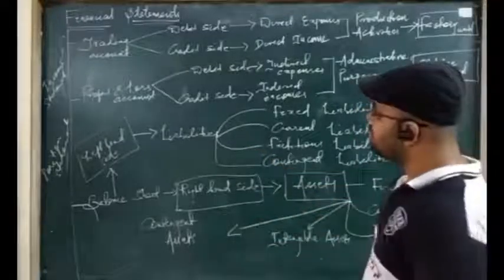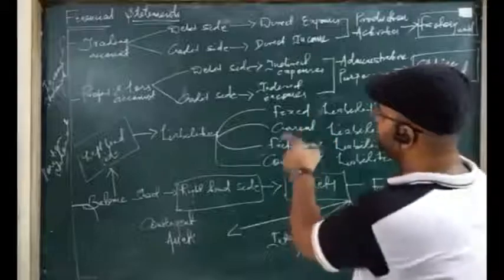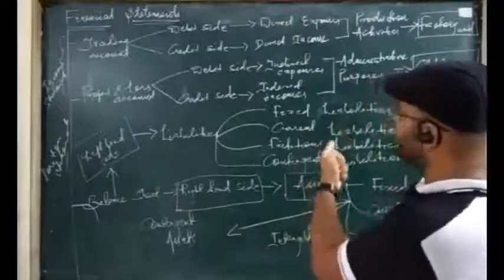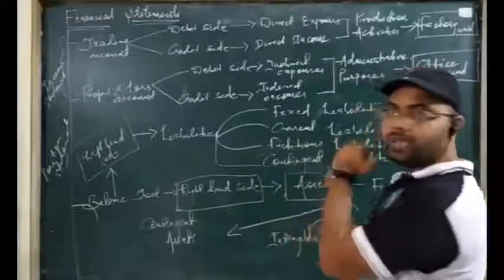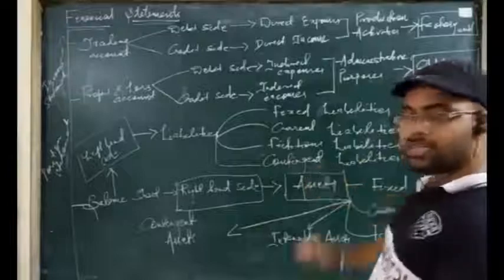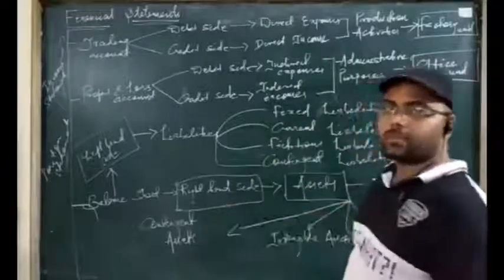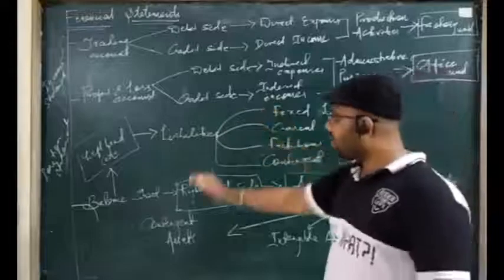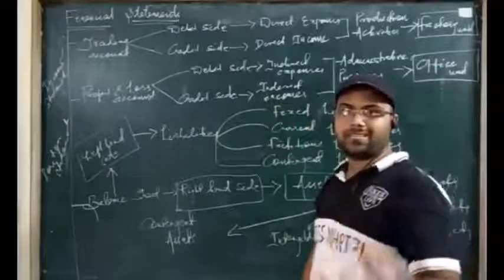Coming to our next income statement, that is profit and loss account, it also has 2 sides, debit side and credit side. In the debit side, indirect expenses are recorded. In the credit side, indirect incomes are recorded. And indirect expenses and indirect incomes are meant for administrative purposes, which again take place in the office unit of a business enterprise. Then coming to our last and most important financial statement, that is balance sheet.